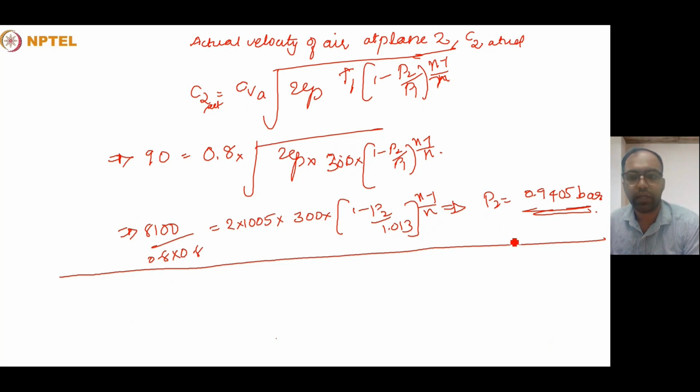So pressure is slightly reduced inside the choke compared to the intake to the carburetor. Intake to the carburetor was at atmospheric pressure, so the choke will be at a slightly lower pressure for air intake. This is the throat pressure. The actual velocity at the throat is given. From the steady flow energy analysis, we can get the ideal velocity, and we can relate both of them using the discharge coefficient at the throat. The throat pressure is equal to 0.9405 bar.